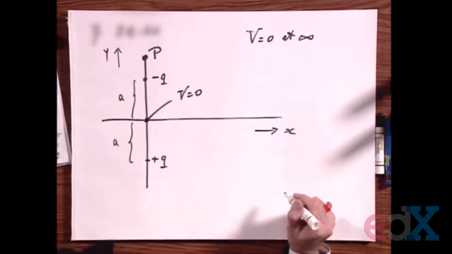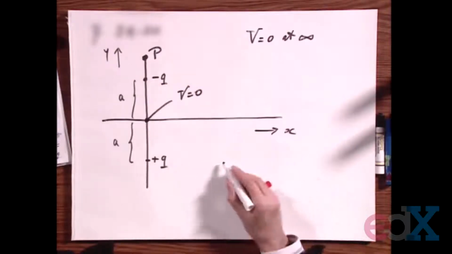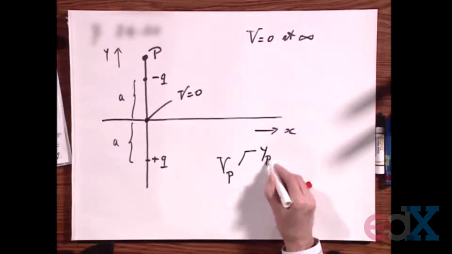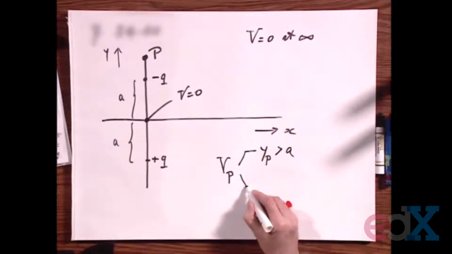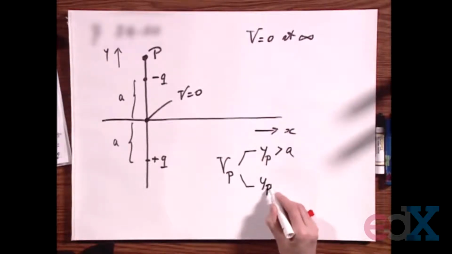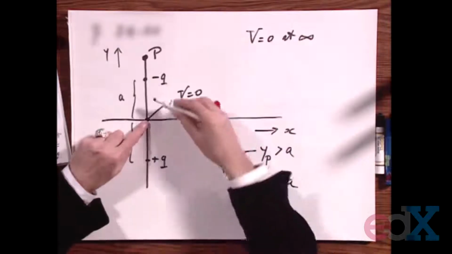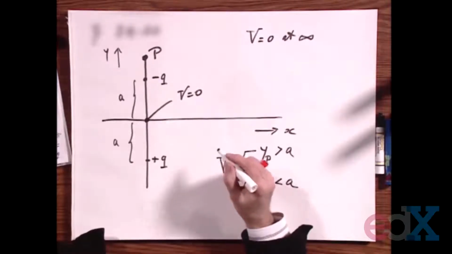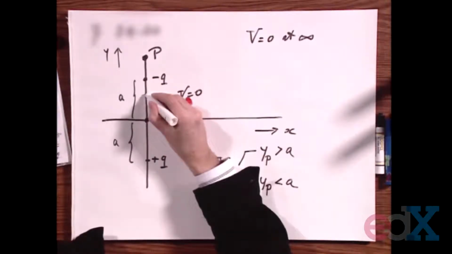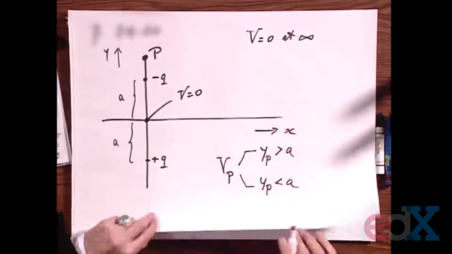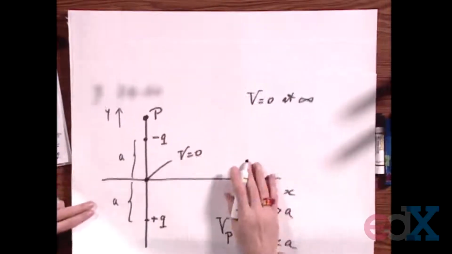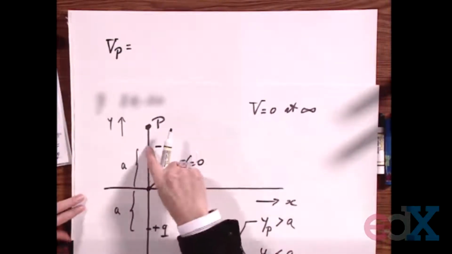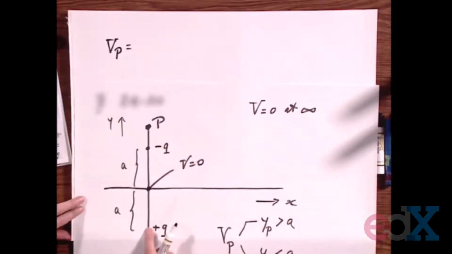Well, what now is the potential at that point P? It depends a little bit on where P is located. Whether the position of P is larger than a, or whether the position of P is smaller than a. And what I mean by that is, is it somewhere here, or is it outside there? I will assume that it is outside, and you will do the inside. If I assume that it is outside, then the potential at that point P, it's a scalar, is the sum of the potential due to this point and the sum of the potential due to this point.